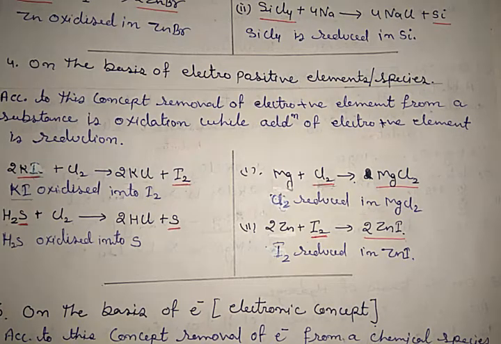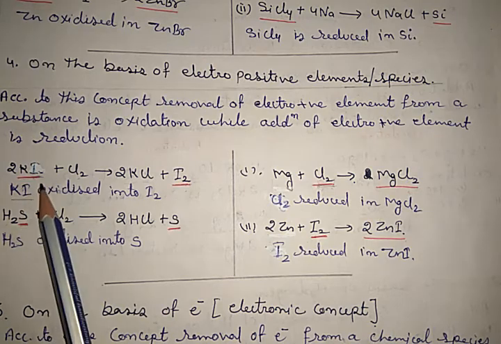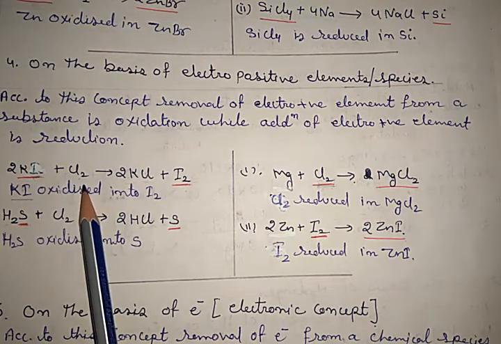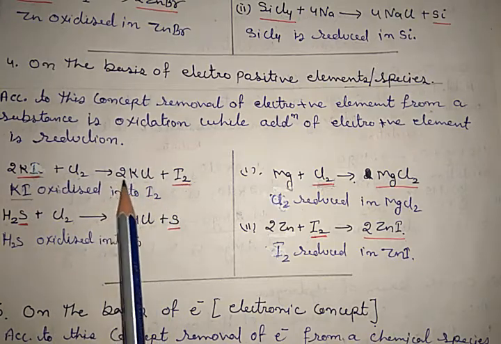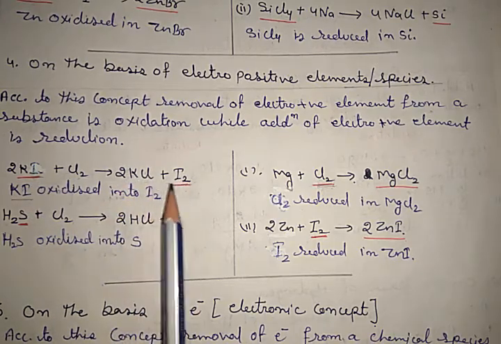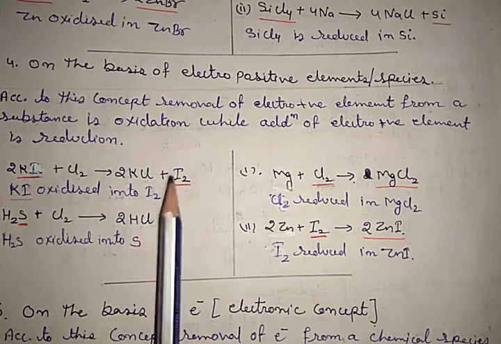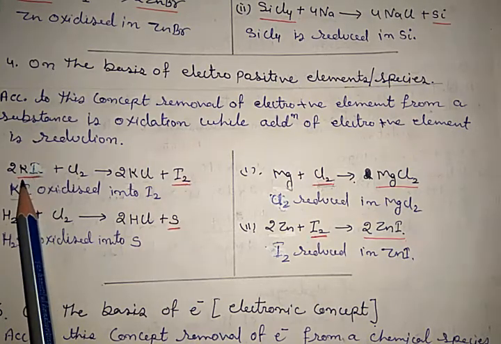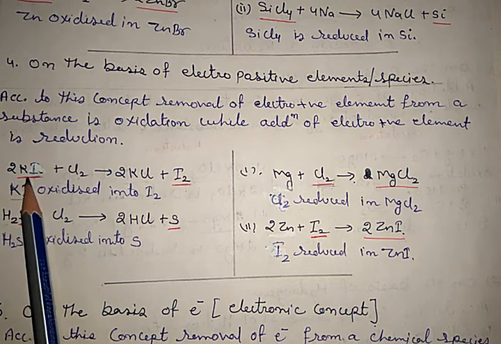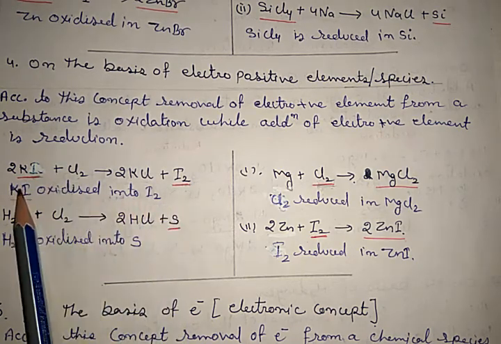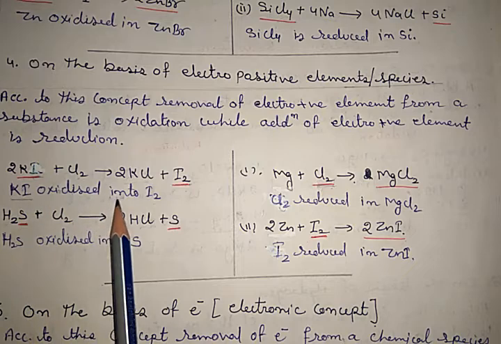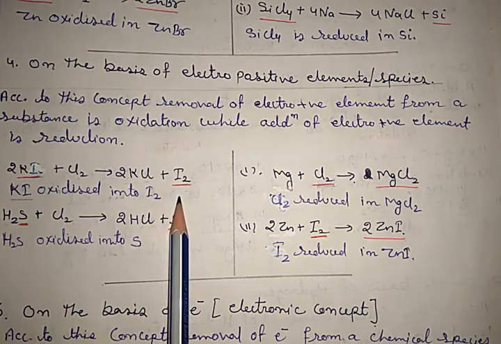Now let me consider the first example. Potassium iodide reacts with chlorine and makes 2 KCl plus iodine. Here, this iodine and this iodine. Here the potassium, which is electropositive, was added, but here it is removed. So we can say that potassium iodide is oxidized into iodine.